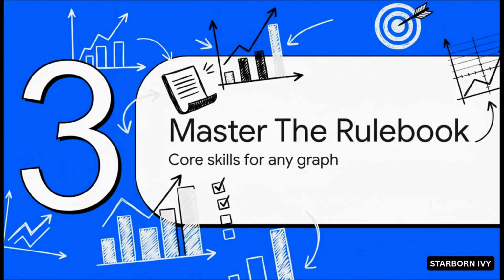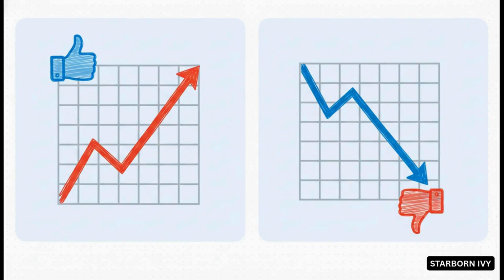All right, so you've met the bad guys. Now it's time to master the rulebook. These are the fundamental skills that work on every single graph question, no matter what type it is. Get these down and you're already halfway to winning. So let's kick things off with one of the biggest concepts they test, slope. And honestly, the idea is super simple. If the line goes up as you read from left to right, that's a positive slope. It means the value is increasing. If it goes down, it's a negative slope. It's decreasing. That's it. That's the core story every line graph is trying to tell you.